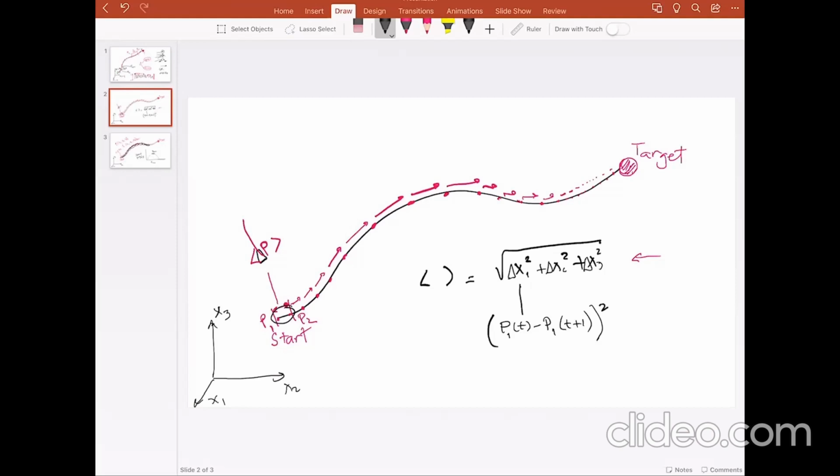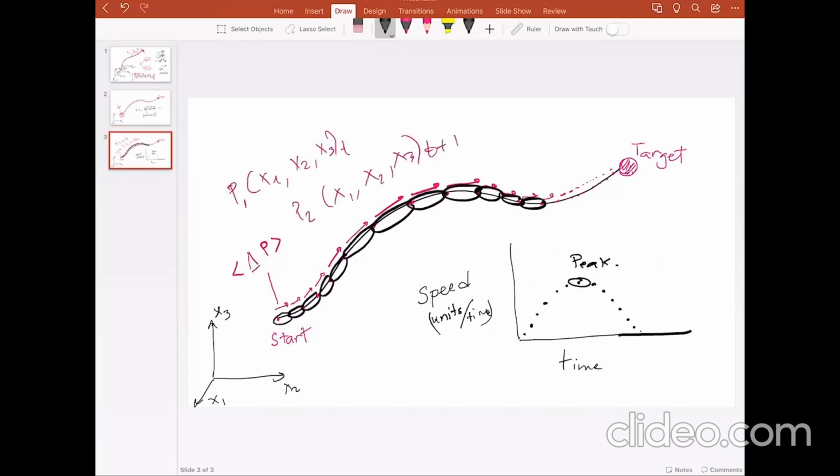So I changed the screen here, but essentially then, that's your delta P. So you would say x1 at time t minus x1 at time t plus 1 squared plus and so on, and then you take the square root of that.